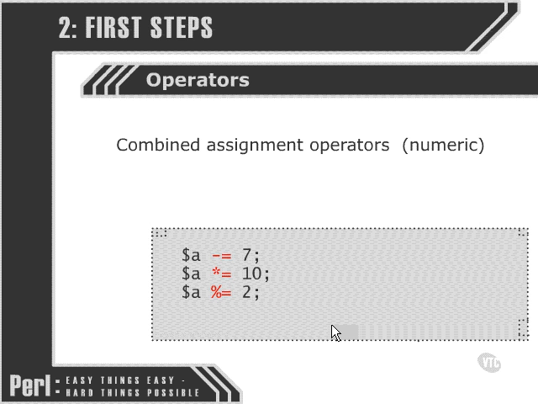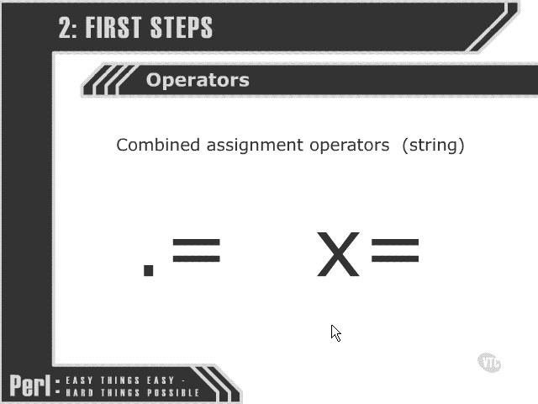Here are some examples. Whatever a is set to begin with, now it's 7 less. And then on the next line, it's 10 times itself. And then on the third line, we divide it by 2, and whatever the remainder is, that's the new value that we give to the variable a. So these are the numeric operators.